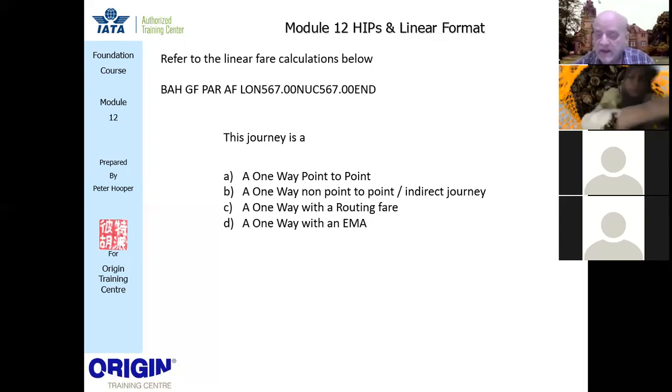It's a routing fare. Absolutely, when it's a routing fare. So just to reiterate, if you don't see M in the linear format, it's either point to point or a routing fare. Okay? That's the only times you don't see M.